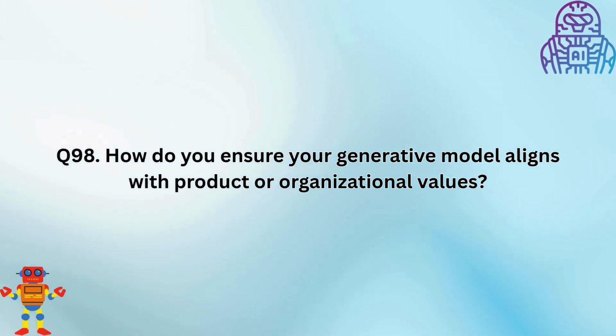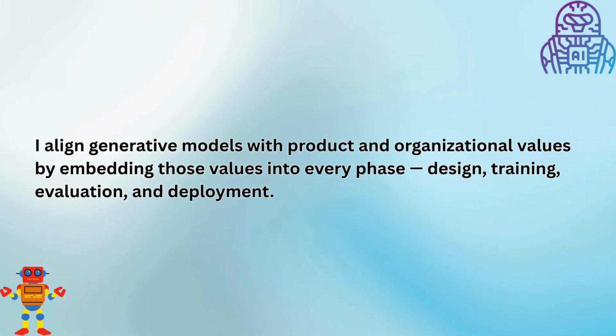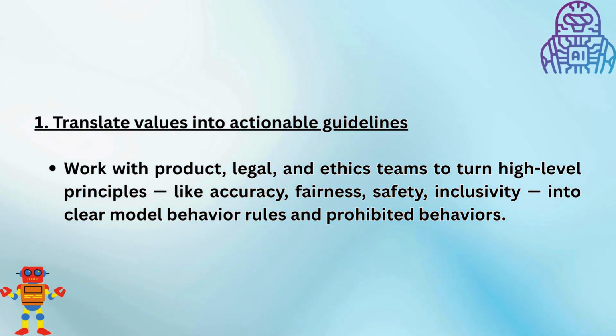How do you ensure your generative model aligns with product or organizational values? I align generative models with product and organizational values by embedding those values into every phase: design, training, evaluation, and deployment. 1. Translate values into actionable guidelines. Work with product, legal, and ethics teams to turn high-level principles like accuracy, fairness, safety, inclusivity into clear model behavior rules and prohibited behaviors.